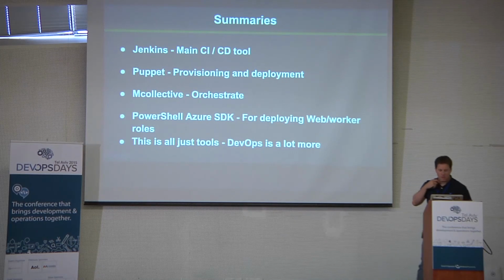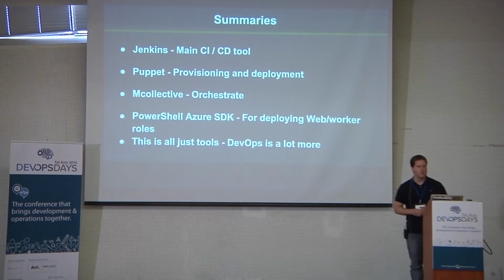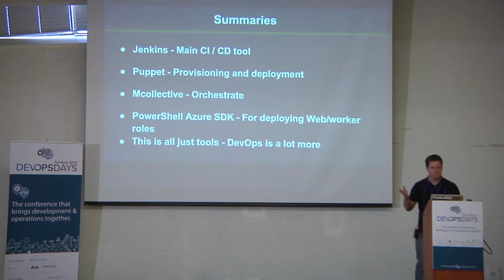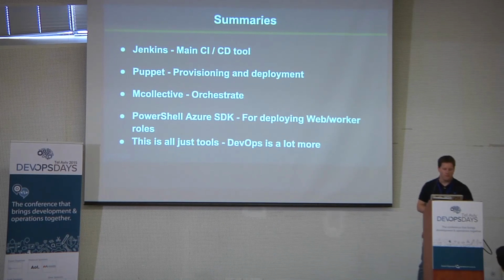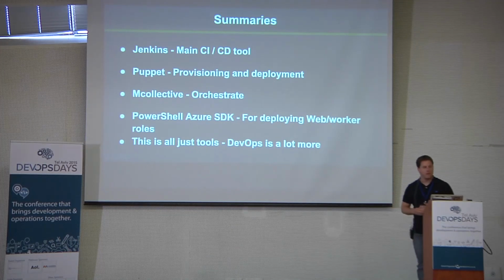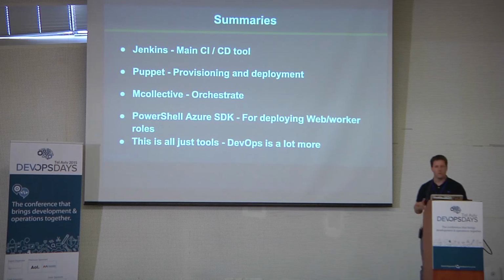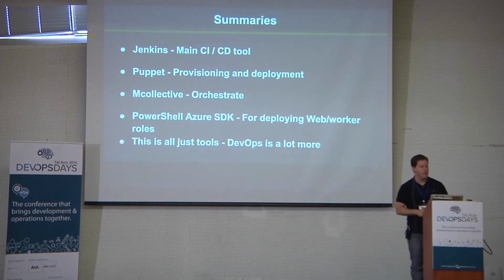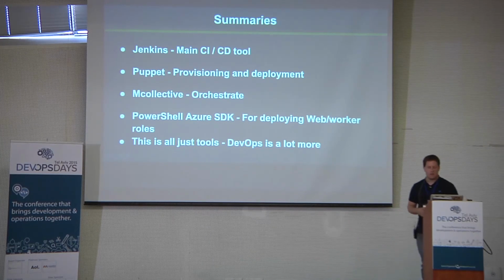To summarize everything, Jenkins is our main CI/CD tool. When you start, choose. It could be Jenkins, it could be Bamboo, it could be TeamCity. Choose whatever you want. You have Puppet for provisioning and deployment. There's a new tool, Ansible, my example from the first slide. It does work with Windows now, but it needs to be tested. We didn't test it yet. MCollective is our orchestrator, and PowerShell Azure SDK for any Azure action we are doing.